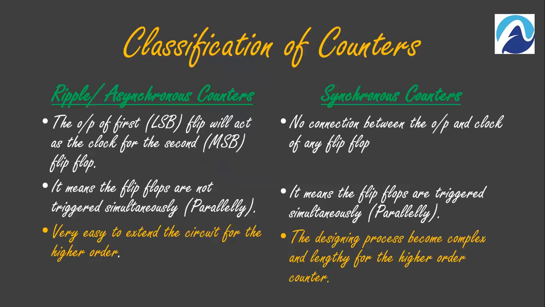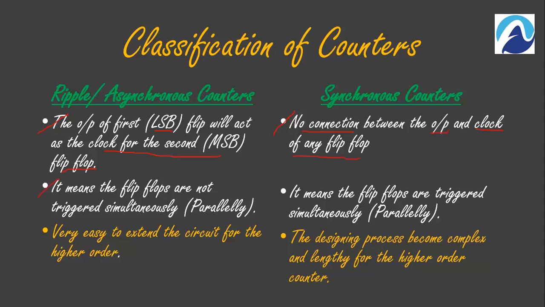Ripple and asynchronous are one and the same thing. The first difference is that the output of the first flip-flop, which is the LSB of the circuit, will act as the clock for the second flip-flop, and so on. So on means the output of the second flip-flop will act as the clock for the third flip-flop if it is present in the circuit. On the other hand, in a synchronous counter, there is no connection between the output and the clock of any flip-flop.